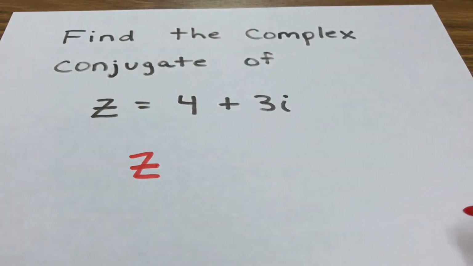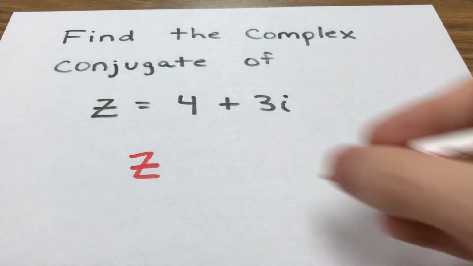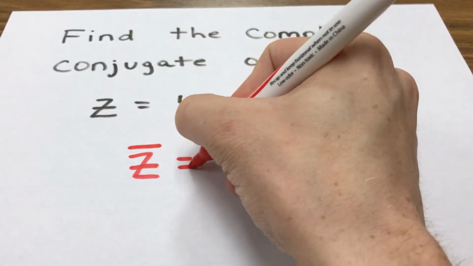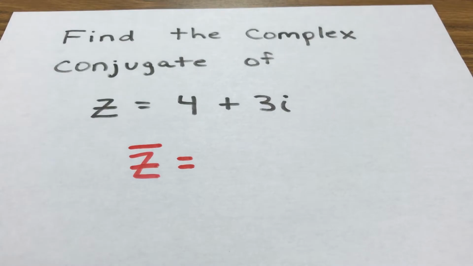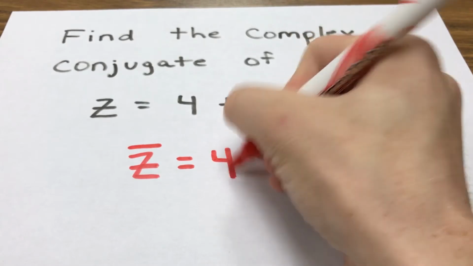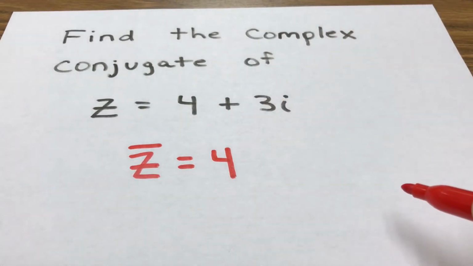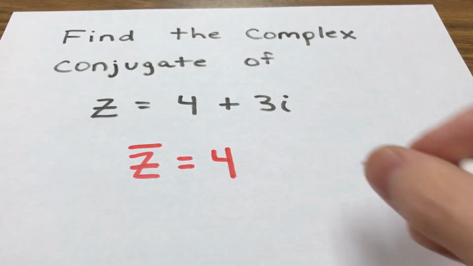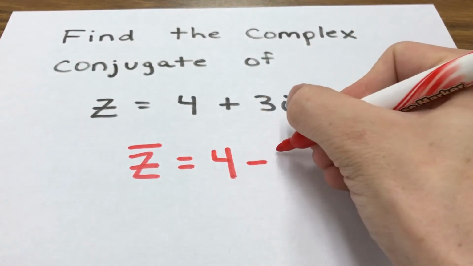Now for a complex conjugate, I always write the z, but I put a bar over it. This is the symbol for complex conjugate of z. So at this point, I'm going to leave the real part the way it is. I always leave the real part the way it is. And I'm going to switch the sign on the imaginary part. So instead of being a positive 3 over there, I'm going to make it a negative 3.